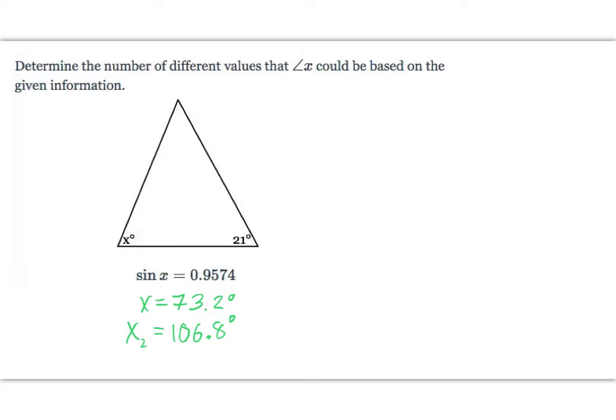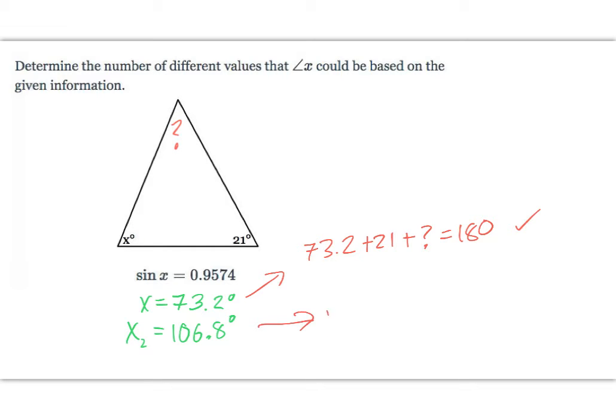If I call this angle question mark up here, in case 1, we have 73.2 plus 21 plus question mark is equal to 180. I can see pretty well that that's going to work for me. Those two add up to 94.2, and question mark would then be a number that works. So this will work as a triangle.